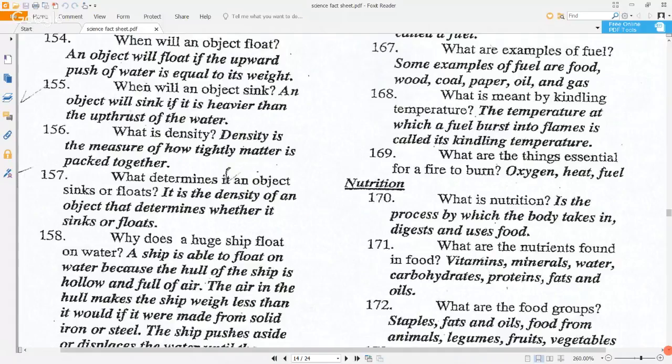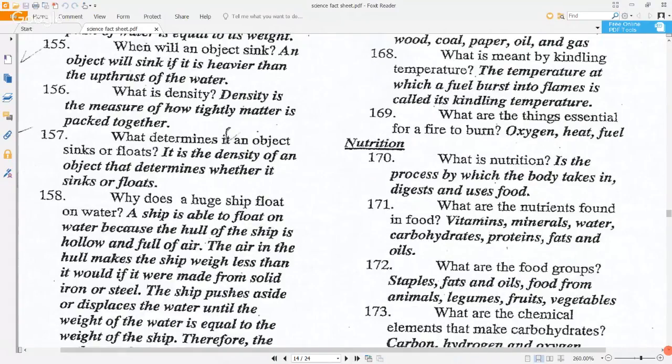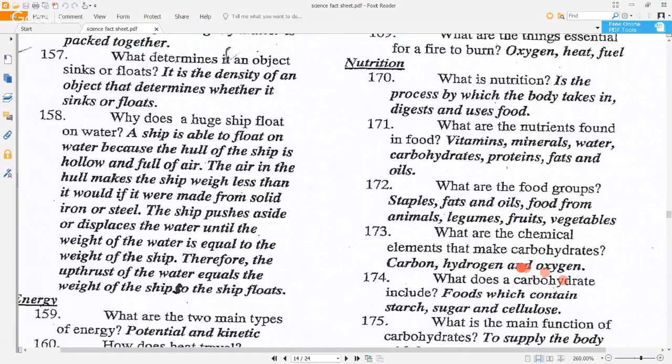172. What are the food groups? We have staples, fats and oils, food from animals, legumes, fruits, and vegetables. So pay attention to this. Food groups are different from nutrients. Nutrients: vitamins, minerals, water, carbohydrates, proteins, fats, and oils. However, the food groups would be the staples, the fats and oils, the food from animals, the legumes, fruits, vegetables, etc.